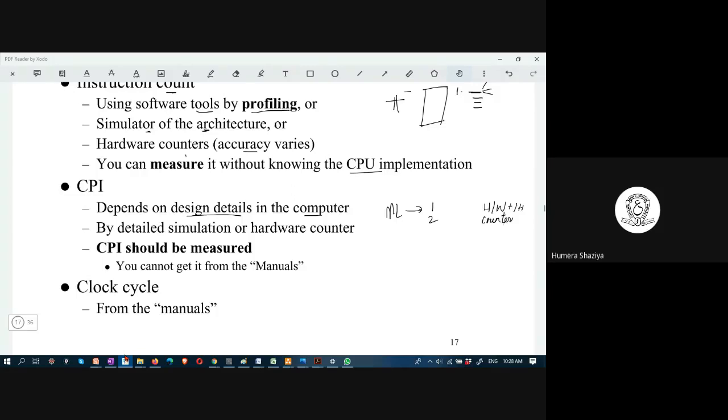From that also, cycles per instruction would be calculated. And mainly from the manuals of the processor, cycles per instruction would be actually known for sure. How many cycles per instruction would be described in the manual of the processor, and clock cycle would also be described in the manual of the processor.